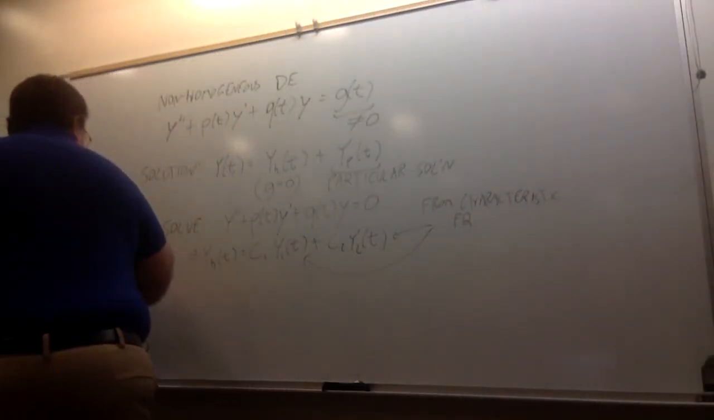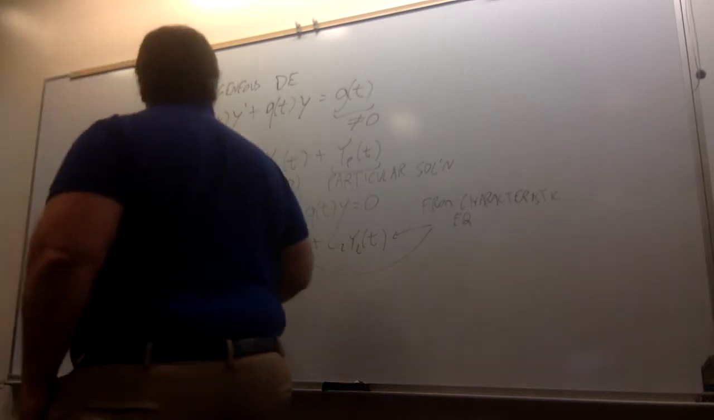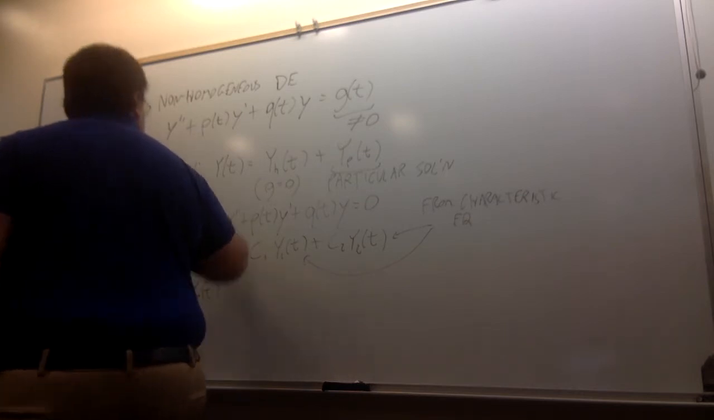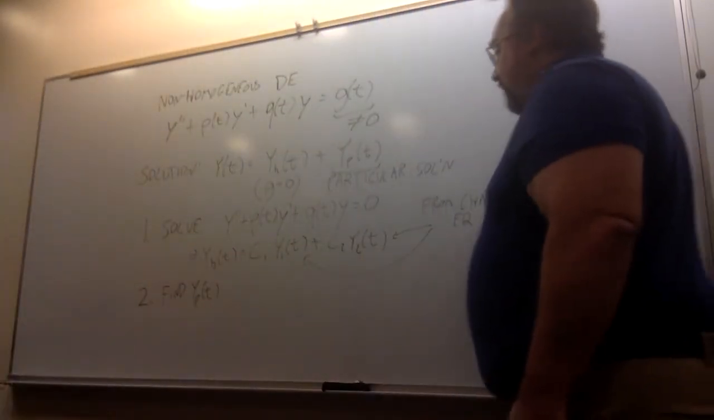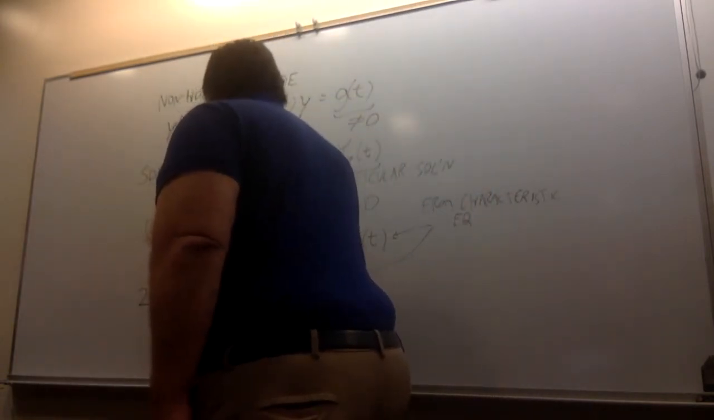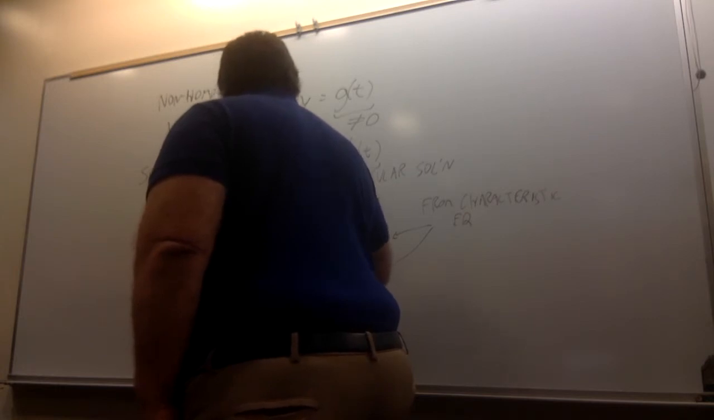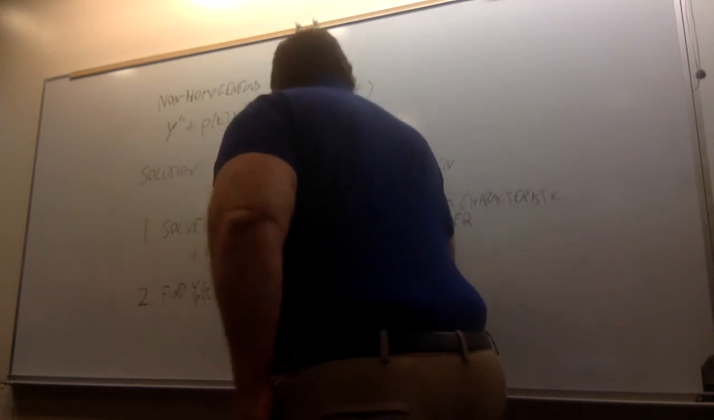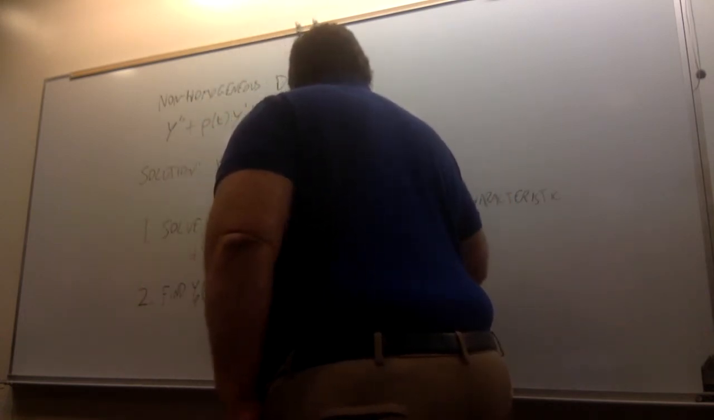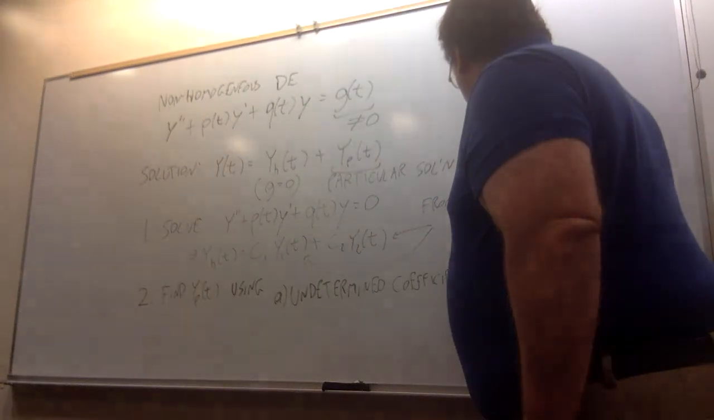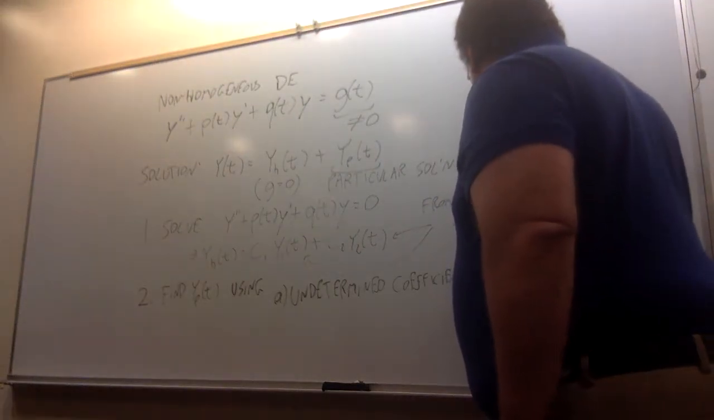Once you have a homogeneous solution, the next thing you do is find a particular solution of the original problem, so yp. And you will see two methods of doing that. The first method is called the method of undetermined coefficients. That's the subject of section 4.4. That's what I will cover today.